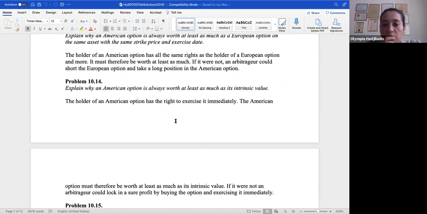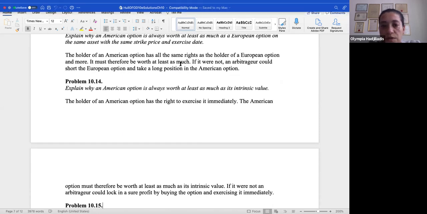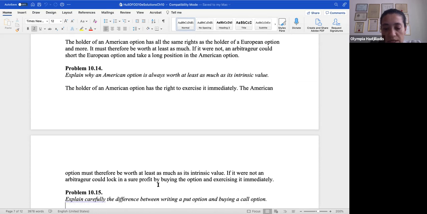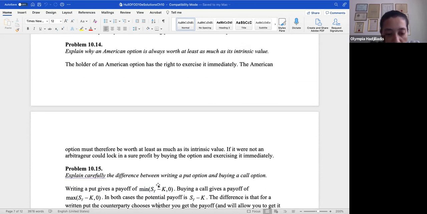Explain why an American option is always worth at least as much as its intrinsic value. The holder of an American option has the right to exercise it immediately. The American option must therefore be worth at least as much as its intrinsic value. If it were not, an arbitrager could lock in a sure profit by buying the option and exercising it immediately.